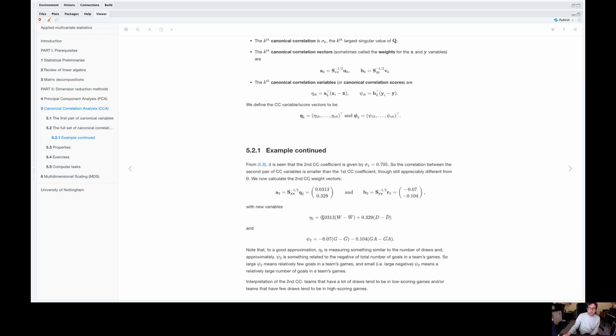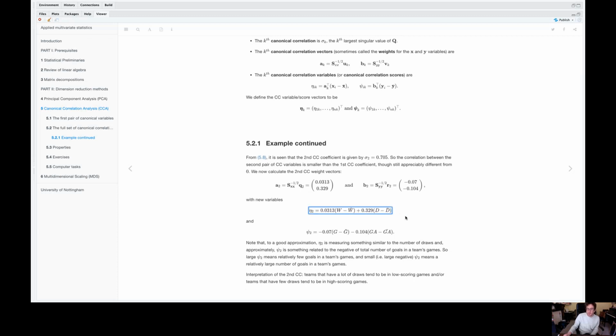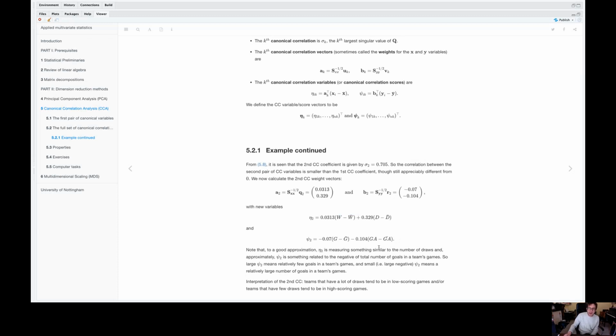Okay. So if we think about what eta 2 is, this is measuring something just like the number of draws. Essentially ignoring the wins, just working out the number of draws. And similarly, Psi 2 is close to the total number of goals in a team's game, or the negative of that.